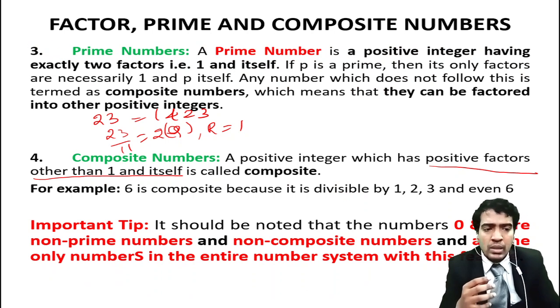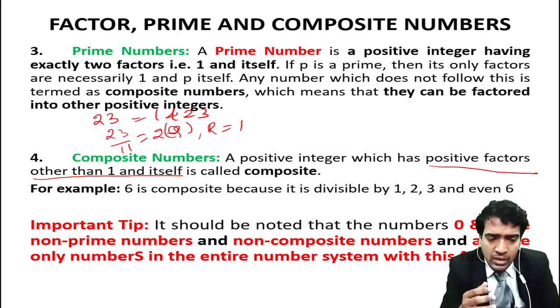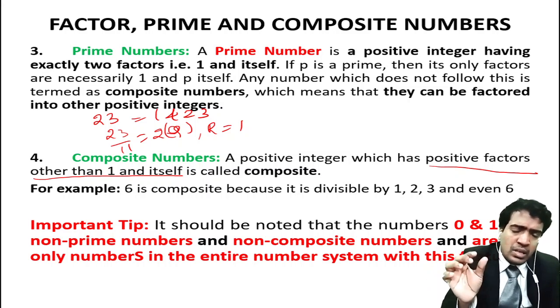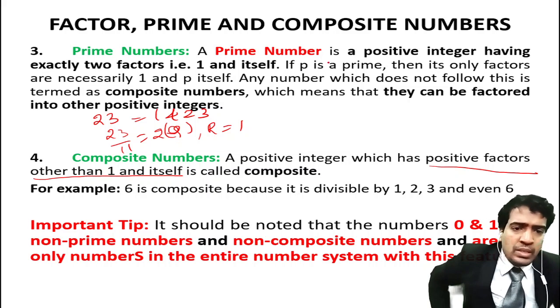First of all, let us look at these two definitions. The definition says that a prime number is a positive integer having exactly 2 factors, that is 1 and itself. It should be a positive integer, and it should have only 2 factors, 1 and itself.